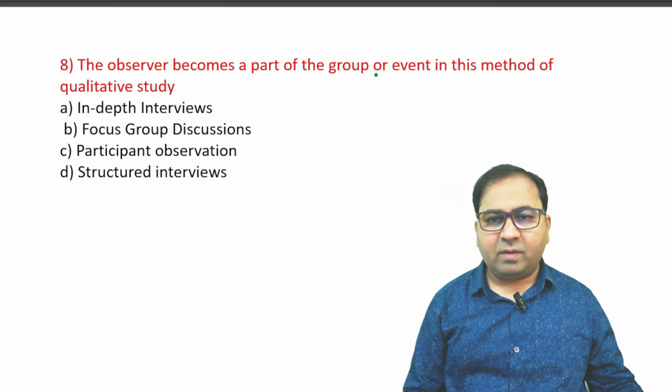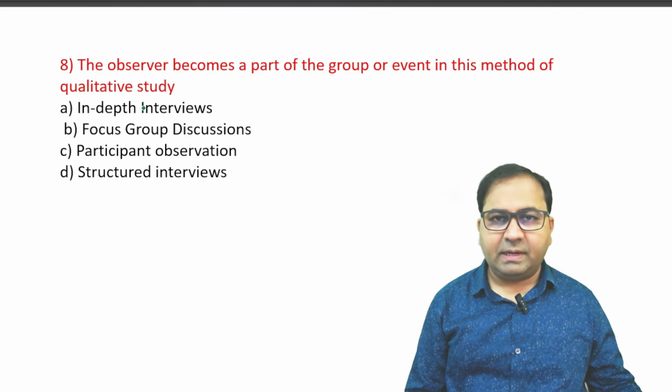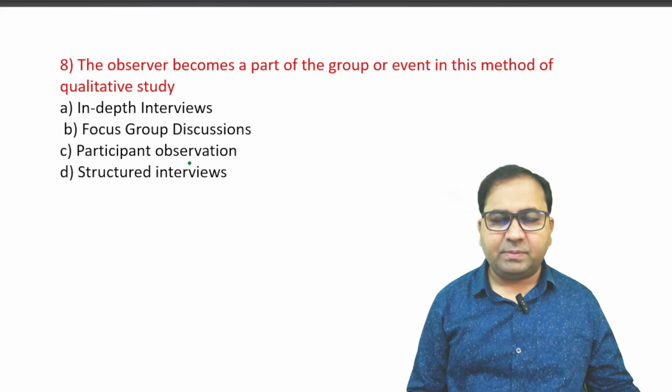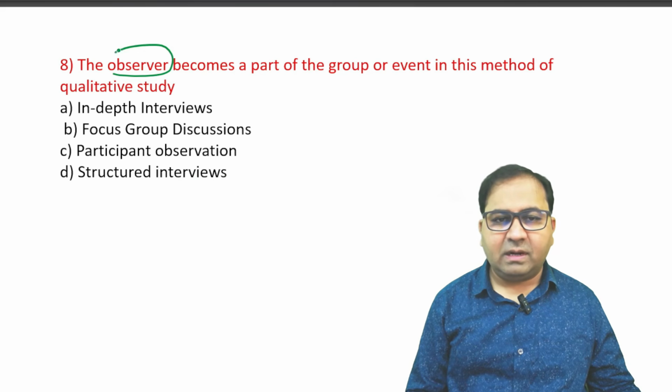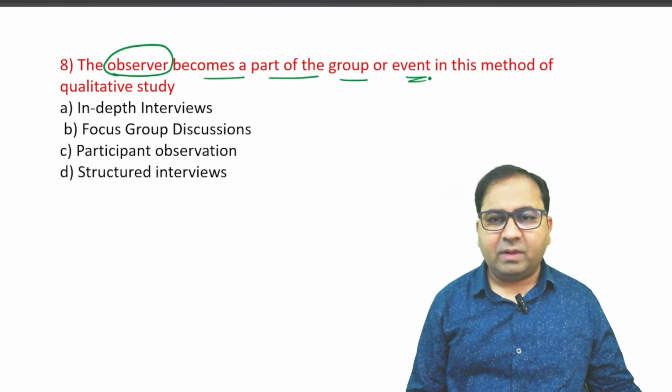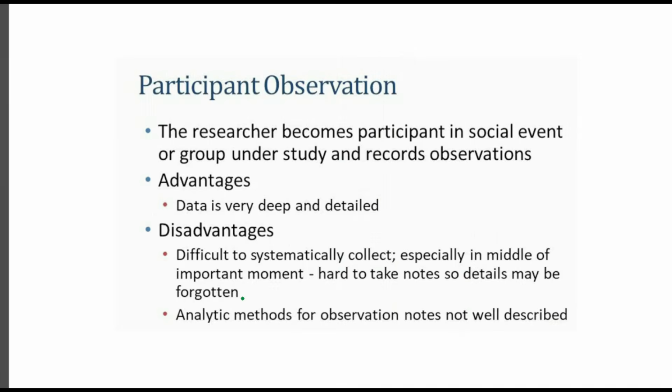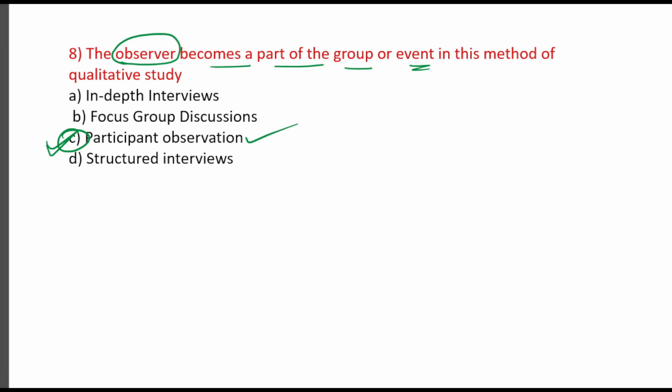The observer becomes a part of the group or event in this method of qualitative study. Options are A, in-depth interviews, B, focused group discussions, C, participant observation, or D, structured interviews. The answer for this question is C, participant observation. See the information given in this slide. The first point itself in the participant observation says that the researcher becomes a participant in the social event or group under study and records the observations. So, as per the question, this is the answer.